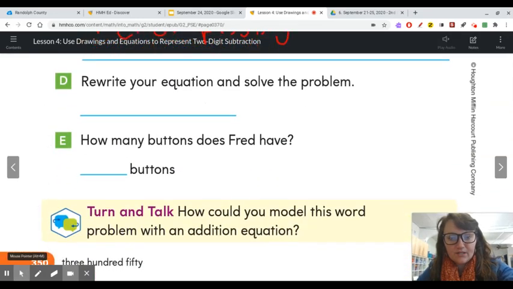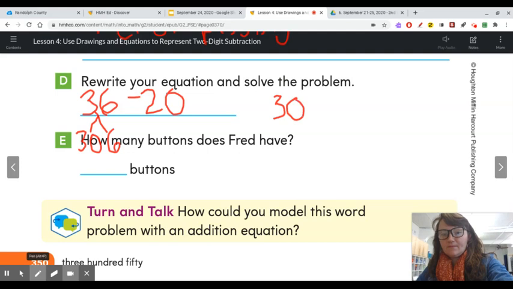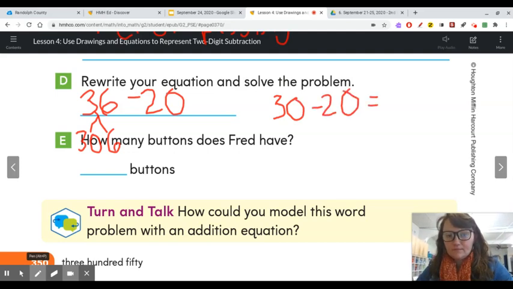So now we're going to rewrite the equation and solve the problem. Okay, I don't know how we would rewrite it because we already wrote it correctly the first time. But anyway, we're going to do 36 minus 20. Okay, so I'm going to use decomposing to break this apart. So I'm going to break apart 30 and 6, like this. So what is 30 minus 20? Okay, should be 10.